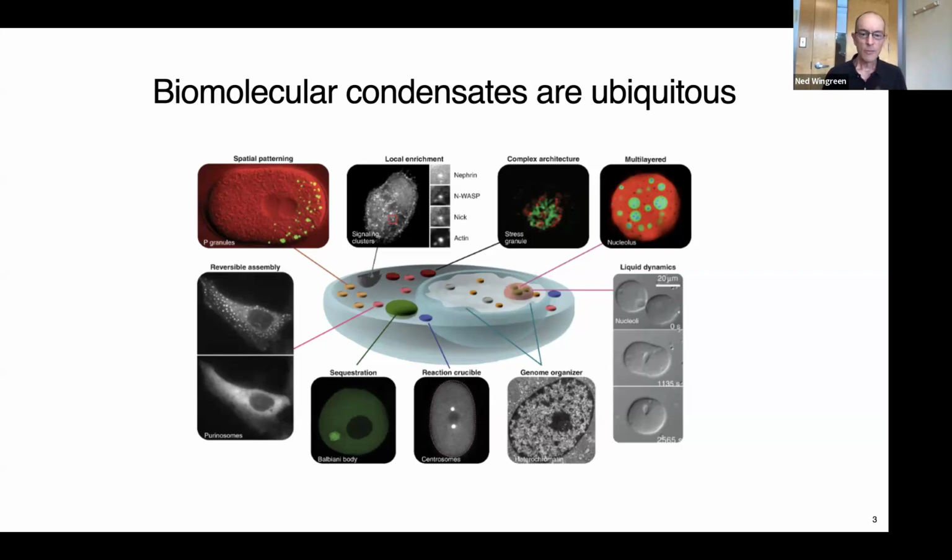And I should say this is far from the only set of condensates in our cells. As I said, there's new ones being discovered every day, and there's order 50 or 60 that are known now, with more coming. So watch this diagram.